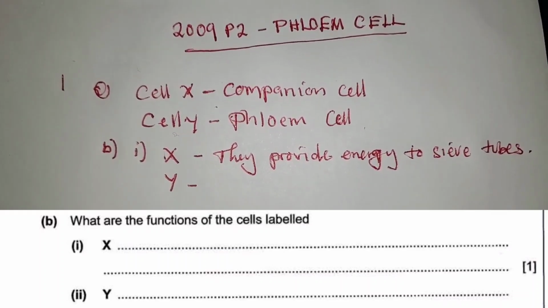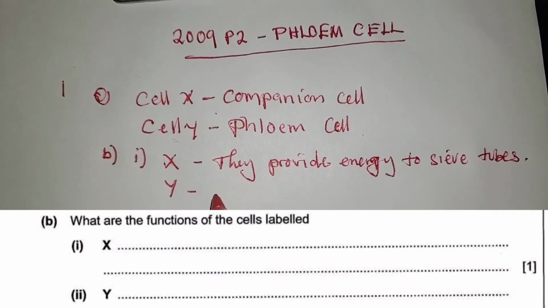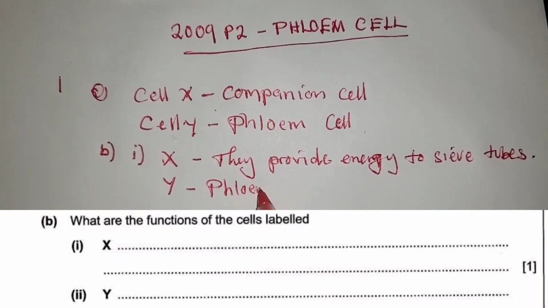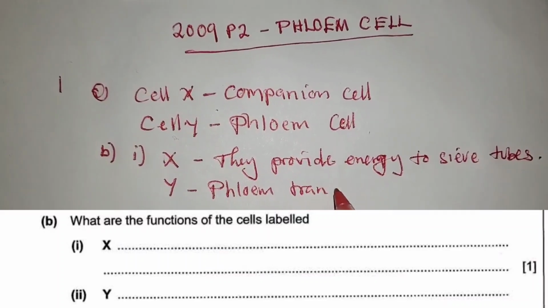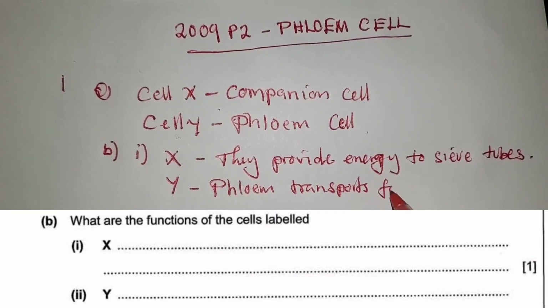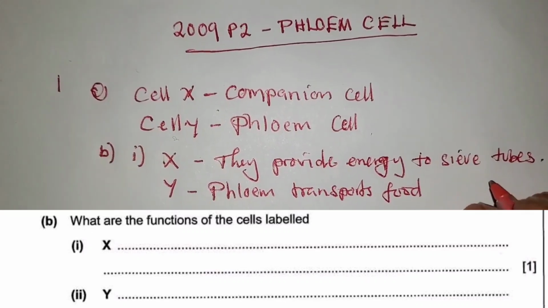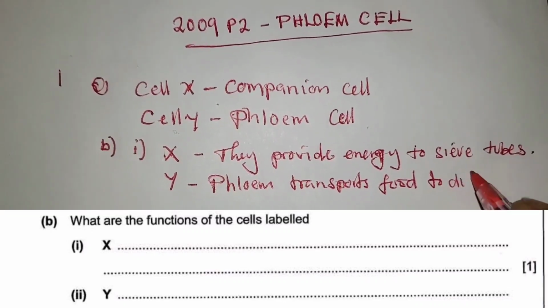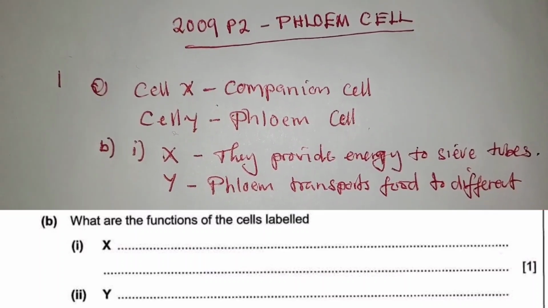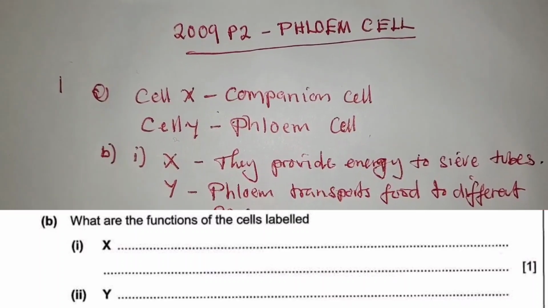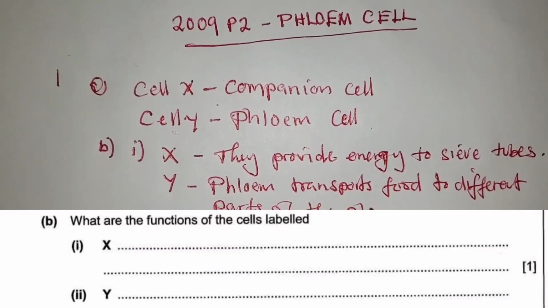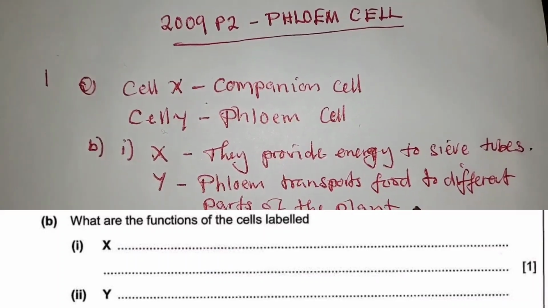All right, the function for cell Y, which is the phloem. The phloem transports food to different parts of the plant. So this one, you can say phloem transports food to different parts of the plant.